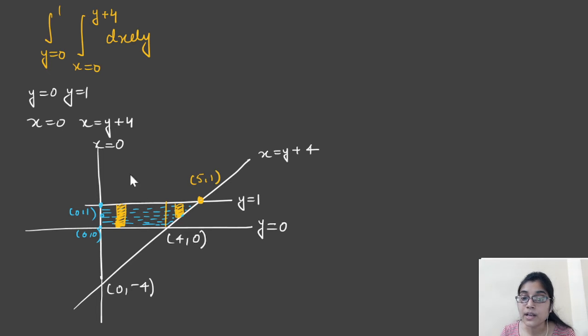5, 1. So now you observe one thing. What thing have you been observing? That whenever your x is lying between where to where? Between 0 to 4. Anywhere you draw the strip in this region when x is lying between 0 to 4, your y is going from 0 to where? y is equal to 1. Okay, obviously you can see it. y is going from 0 to 1.